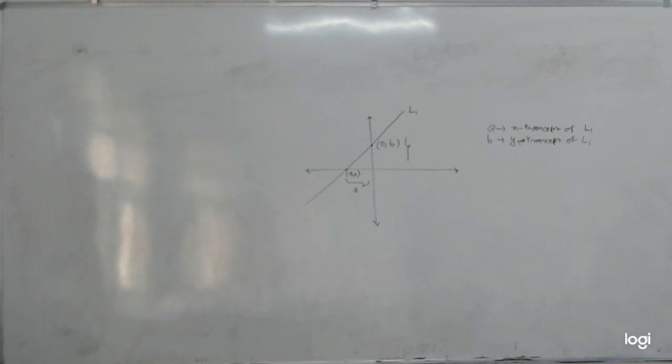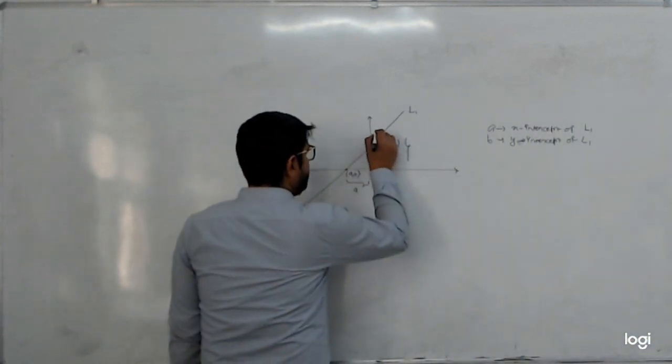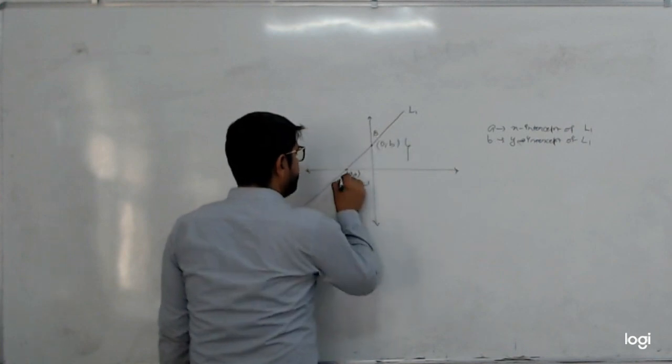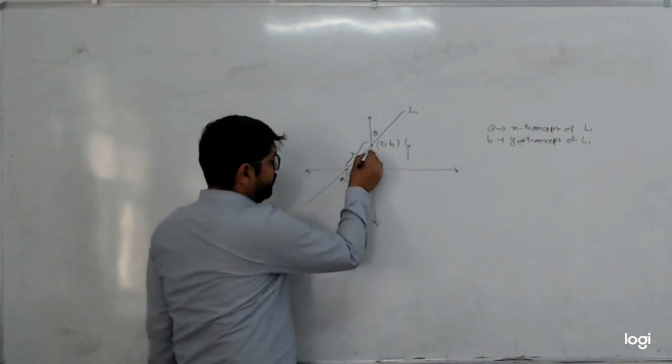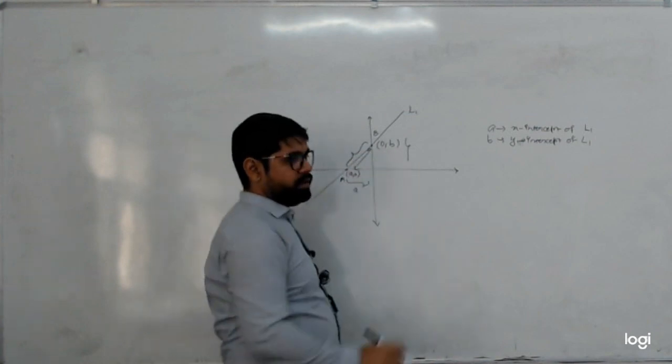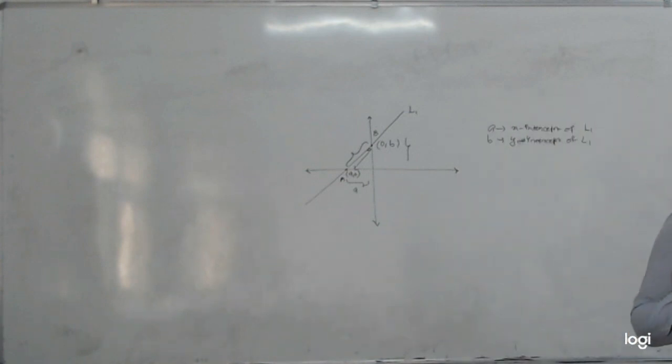Here the portion between the intercepts is called the line segment intercepted between the axes. That is, if this is a point say B and this is point A, then this portion of line, AB, is called the line segment intercepted between axes.